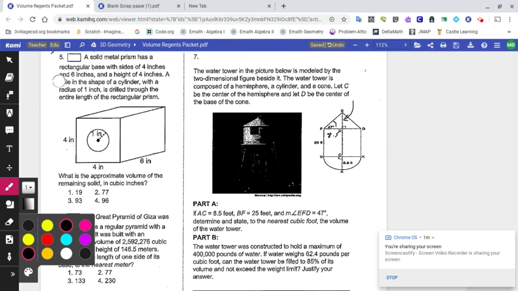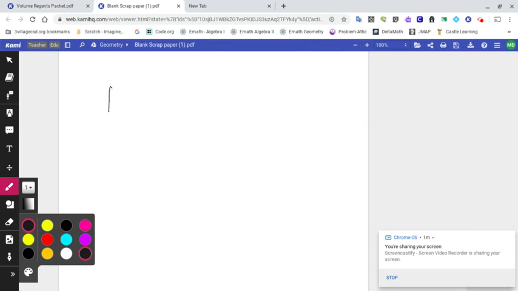Opposite and adjacent is tangent. So I'm going to say tangent of 47 equals x over 8.5. Cross multiply and I get that x is going to be 9.11 units. In this case it's feet. So 9.11 feet is the height of the cone.